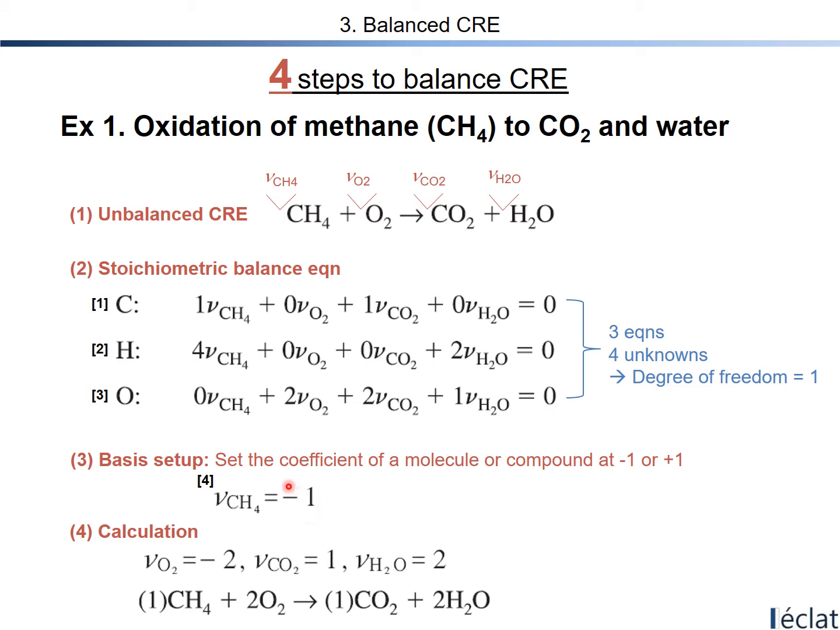Why do you have minus? Because methane is the reactant. So I have fixed one unknown. In this problem, the stoichiometric coefficient is unknown. Then, right now, 3 equations, 3 unknowns. Then you can solve this problem. So the final result is like that, and the final balanced equation is here. 1 CH4 plus 2 oxygen is going to 1 CO2 plus 2 H2O.